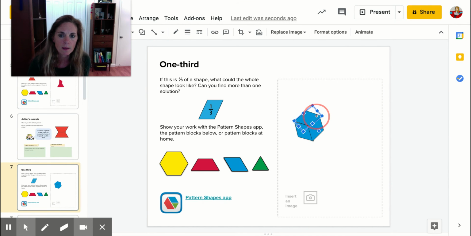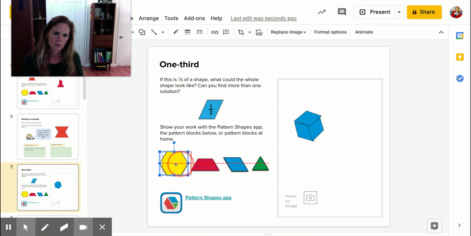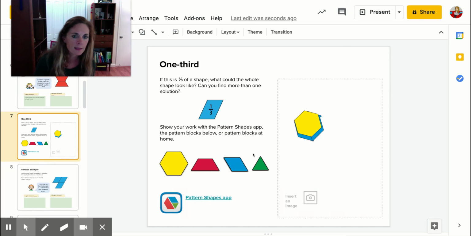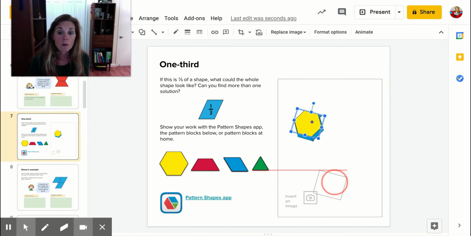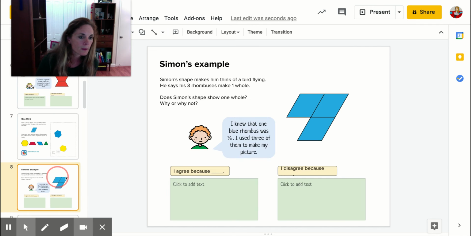What shape did I make? Pretty close. Did I make a hexagon? Let's see. Pretty close. All right, if I had those lined up exactly, I would have made a hexagon. So this is how you play around with these blocks. Whenever you see the unit fraction like this, you know that you have 1 out of 3 if you're looking for the whole.